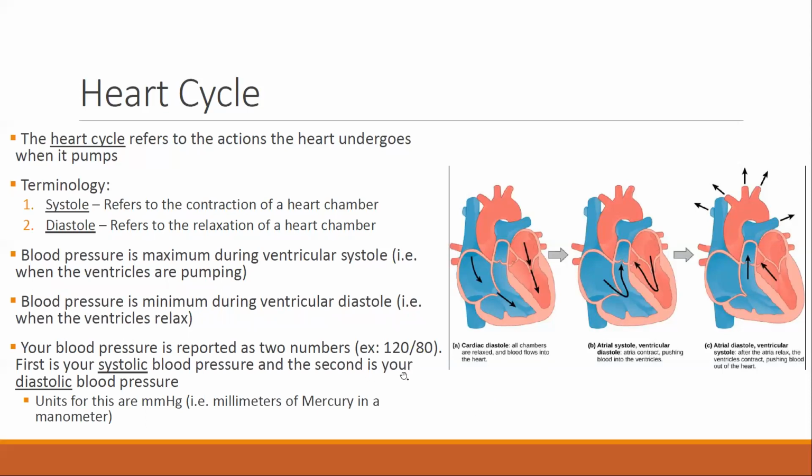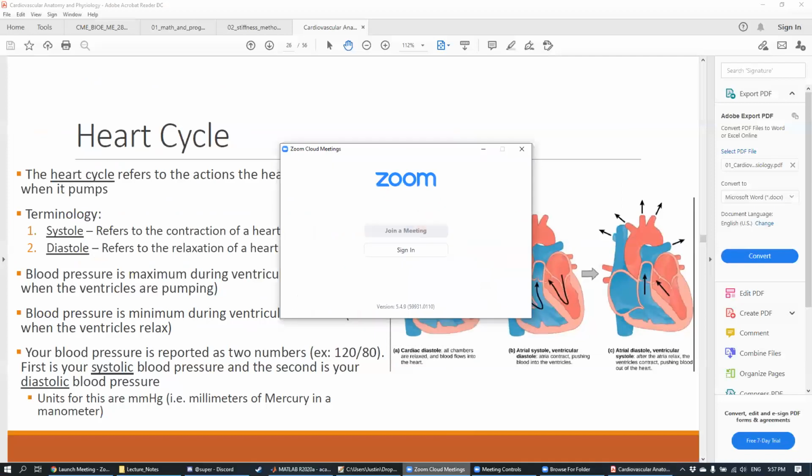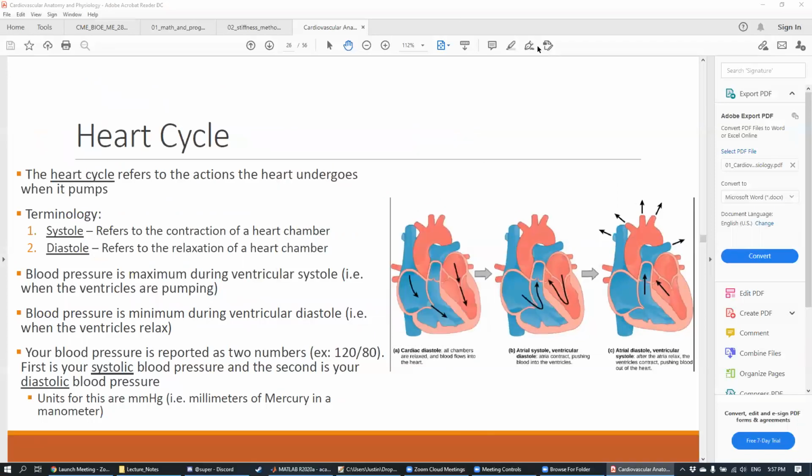And the units for these blood pressures is what's called millimeters of mercury. What this means is that if you measured the blood pressure using a manometer, it would raise up 120 millimeters of mercury. It's such a weird and kind of arbitrary measure for pressure. But the reason they do that is because in the old days they measured blood pressure with mercury manometers, and I guess that convention just kind of stuck for hundreds of years. So that's why we still use the same unit for blood pressure. All right, any questions on this?